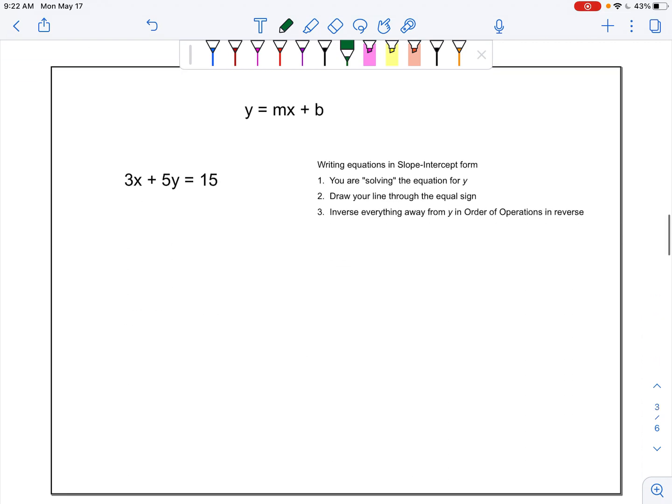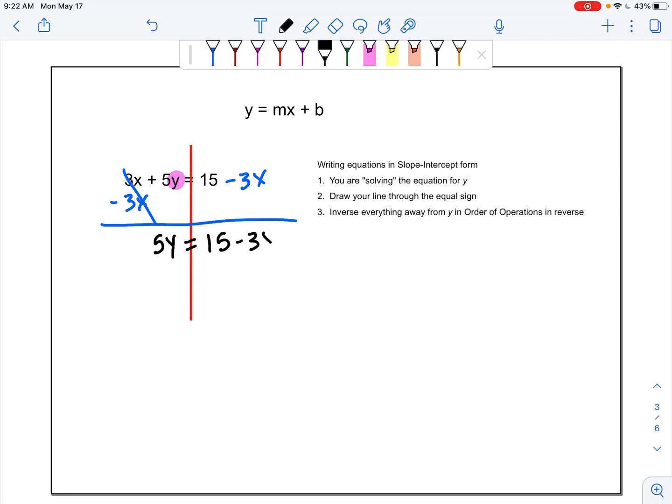So let's start with this one. So here's y equals mx plus b. That's how we want to get it. I'm going to draw my line down my equal sign, and then I'm going to start moving everything over to the other side. Remember, y is what I want to have by itself. So I'm going to move my 3x over. And then I'm going to bring down my 5y is equal to 15 minus 3x.